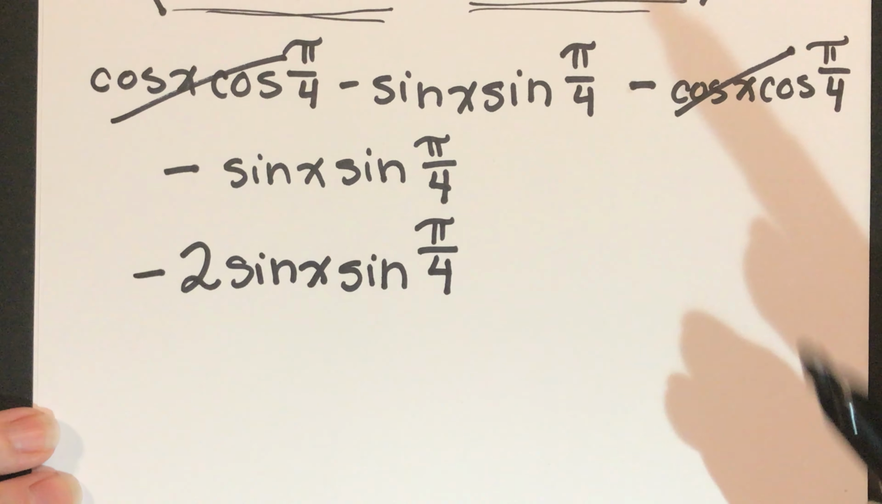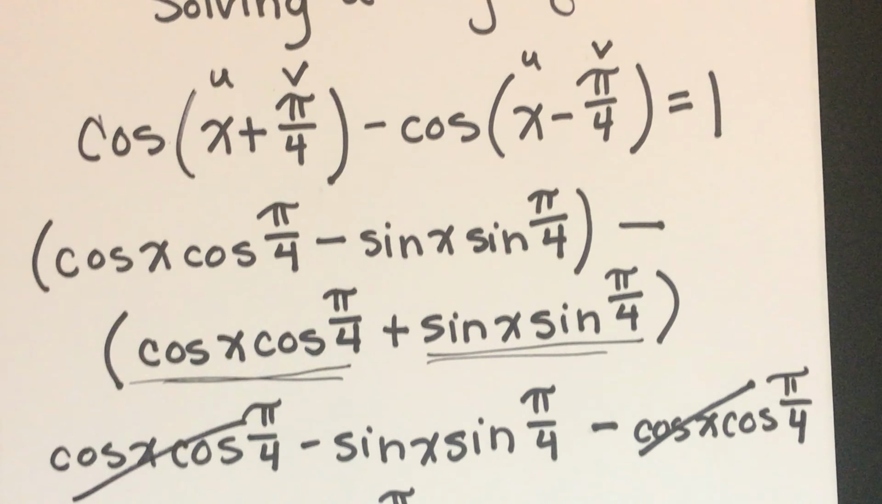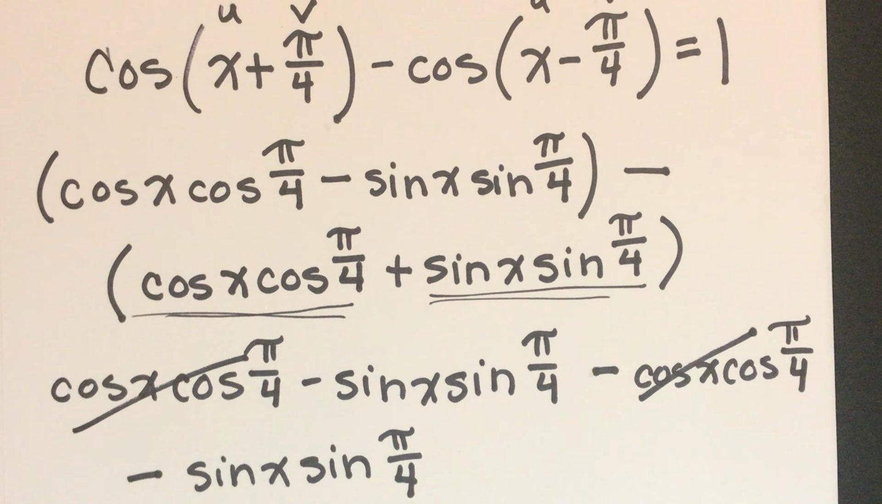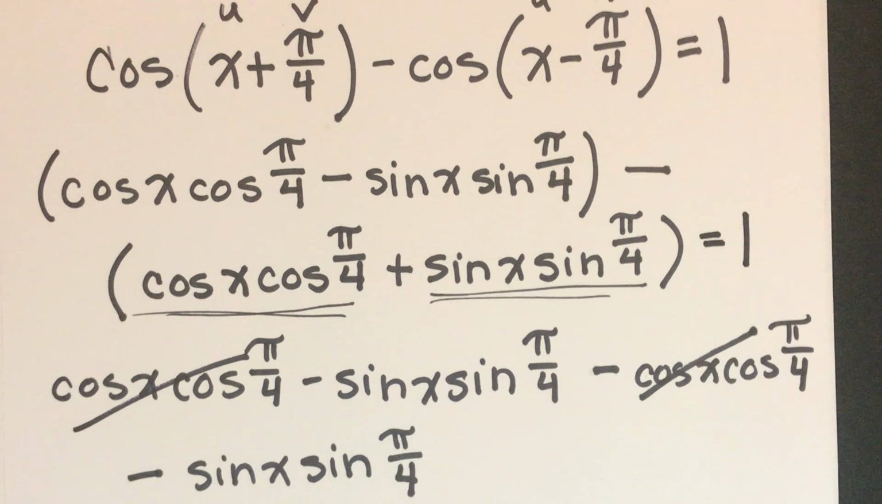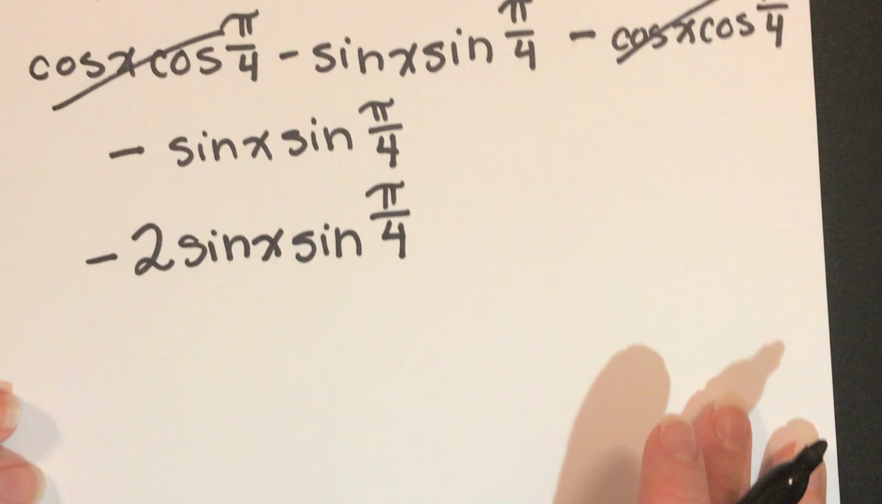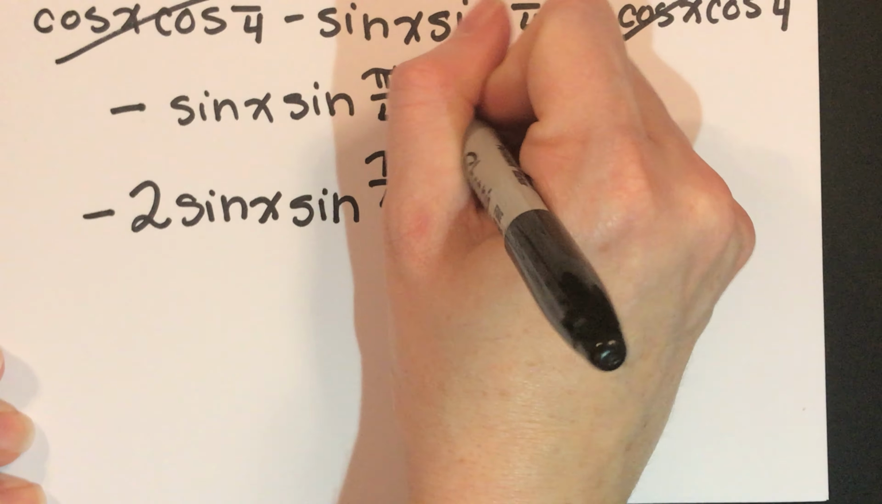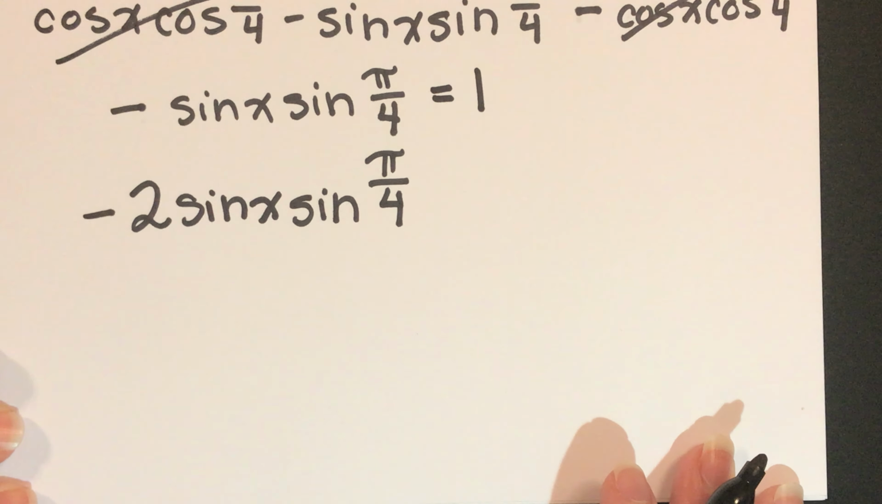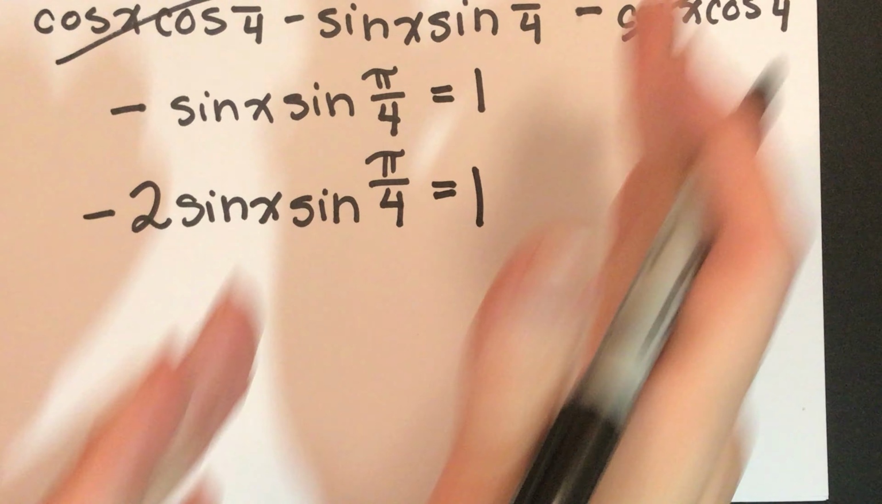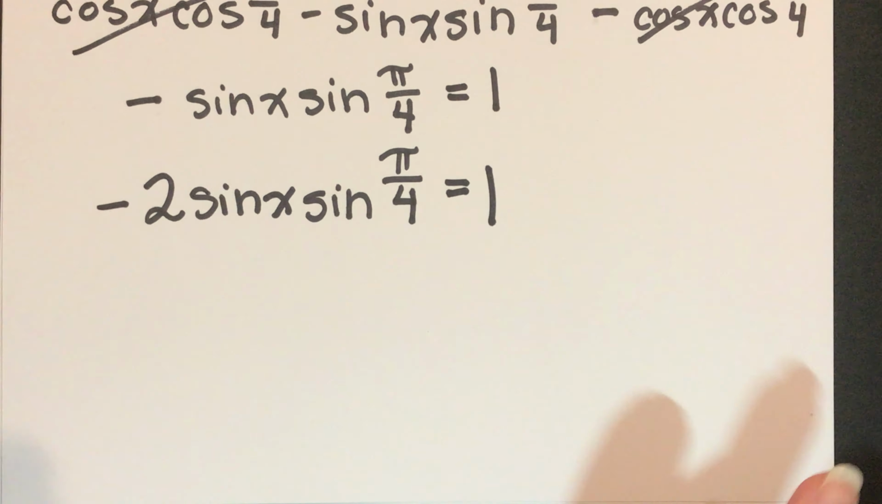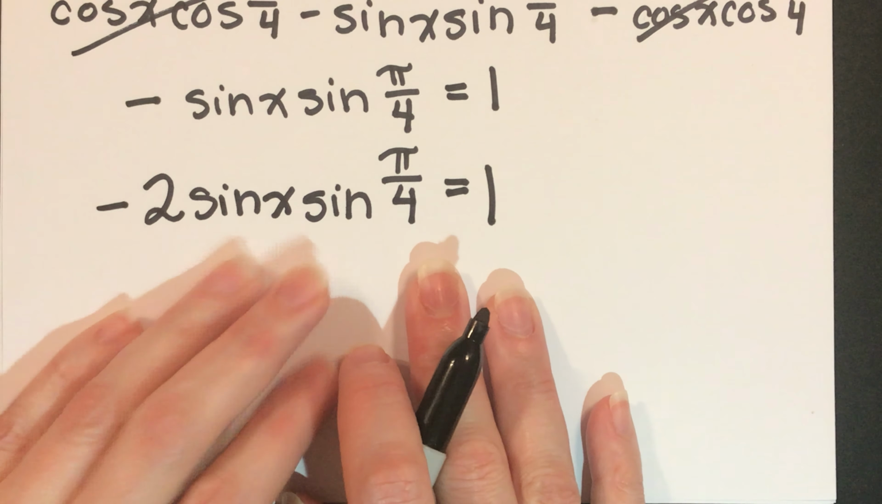And now, I'm sorry, we have equals 1. I wasn't writing that over here to the side. All of that equals 1. I forgot about that right side. We've got to keep that on there. Okay, so now we've simplified to this point.